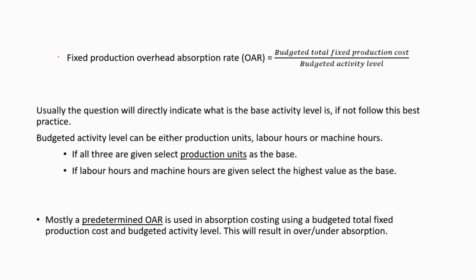Now you know this is the formula we can use to calculate the OAR, the fixed production overhead absorption rate. We use the budgeted values: budgeted total fixed production cost divided by the budgeted activity level. This budgeted activity level is also known as the base. Usually, the question will directly indicate what the base activity level is. If not, follow this best practice.